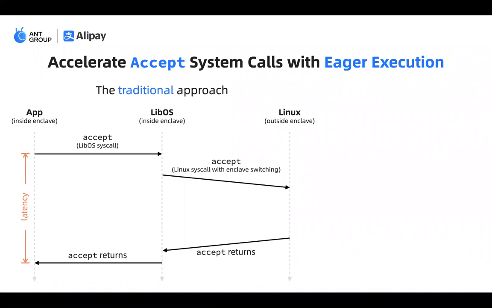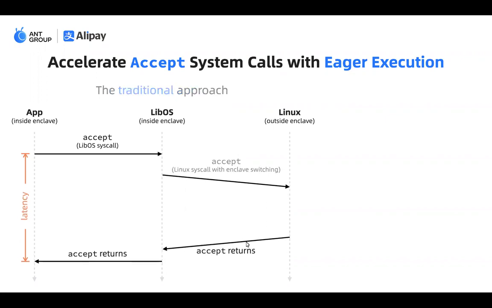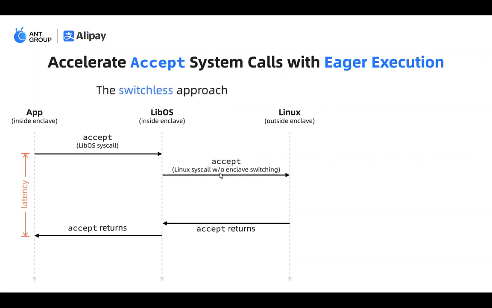So the LibOS has to eventually turn to Linux to process the accept syscall. So an enclave switching has to be triggered here, which is very costly. So this is how traditionally this accept system call works. If you use some switchless technique, you can eliminate the enclave switching part. So the overall latency of the accept LibOS call is reduced. But you still have to wait for Linux to complete the accept system call.